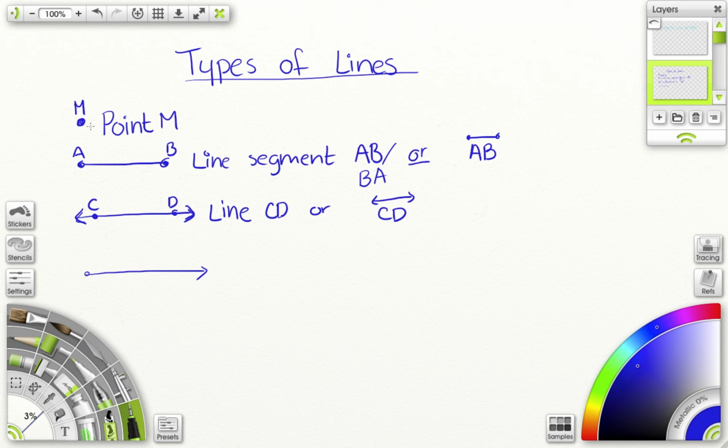So first things first, we have a point. We have a line segment when it has points at both ends. And then we have a line with two arrows at either end and points somewhere along the line. However, a line can also have multiple points. So I can put a whole bunch of them in here.